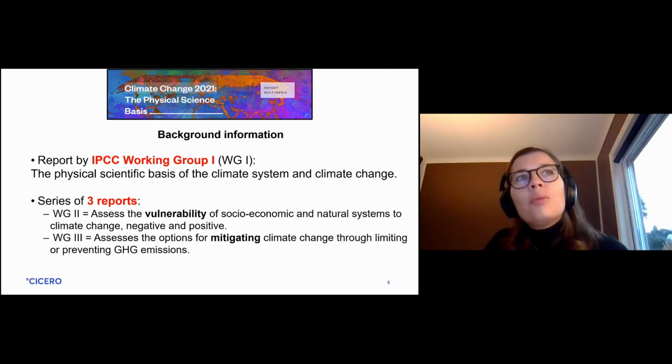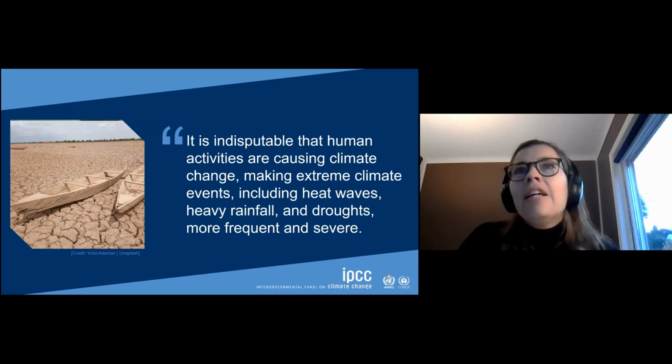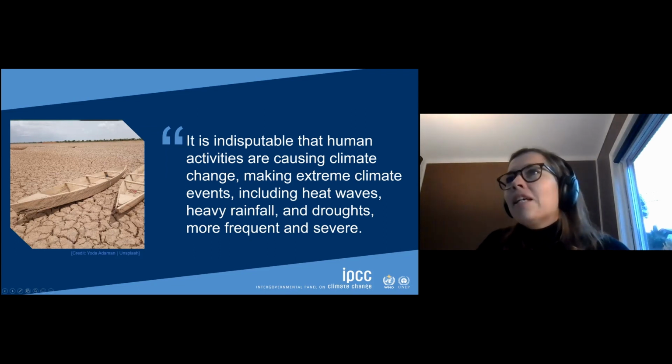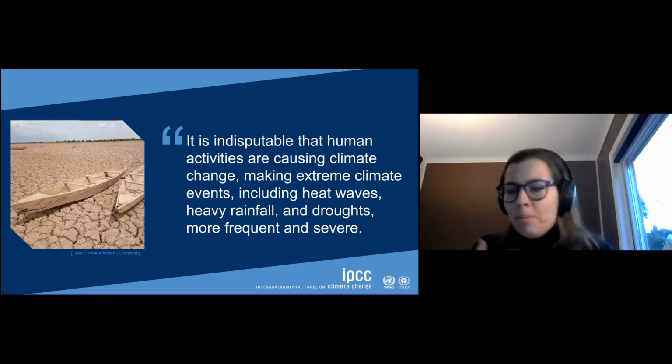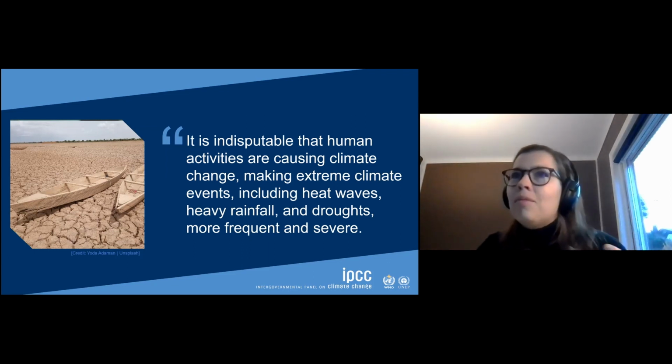But in this first report, where they talk about the physical scientific basis of the climate system and climate change, they give 2 key messages that I think are really related to what we are talking about today. So they say that it's indisputable that human activities are causing climate change, making extreme climate events, including heat waves, heavy rainfall, and drought more frequent and severe. So from the beginning of the report, there is a strong emphasis on extreme events, and I think that's the emphasis of EXtremeClimTwin.